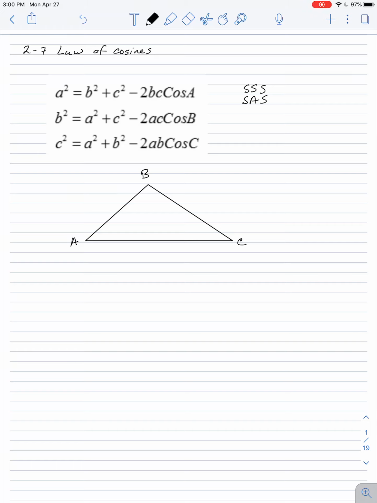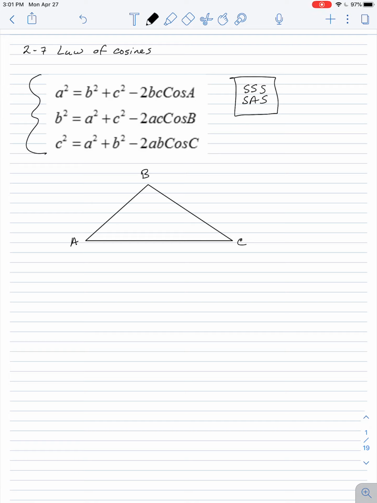Hey, welcome to the last section of Chapter 2 of Trig. We're talking today about the law of cosines. It's the same idea as 2-6. We are finding missing sides and angles of non-right triangles. The difference with these is we are going to use them on triangles where we have three sides known, or we have two sides and the included angle known.